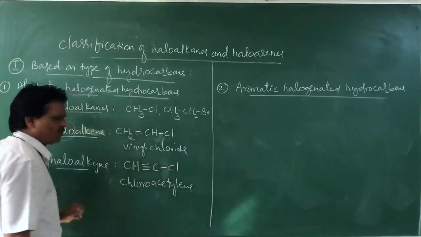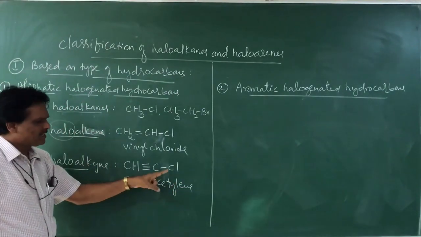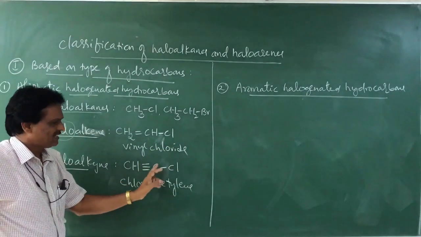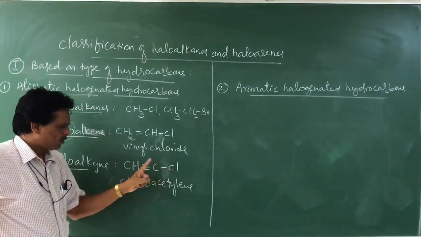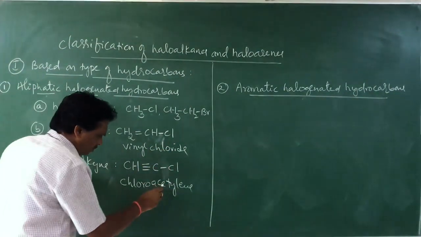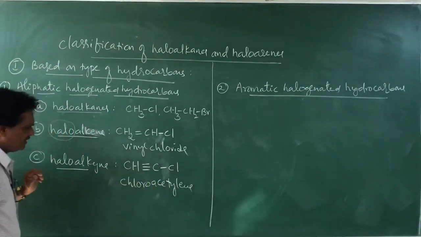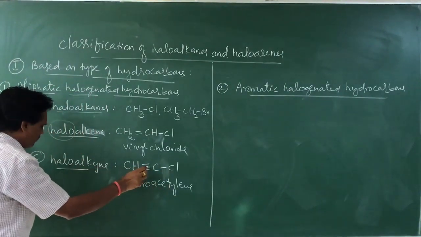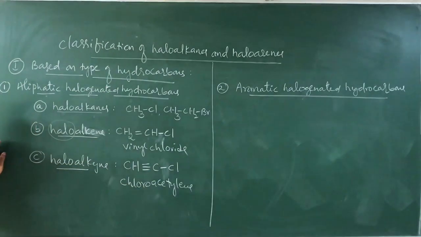Chloroacetylene. Or the IUPAC name is chloroethyne. Chloroethyne or chloroacetylene. So this is an example for haloalkyne.